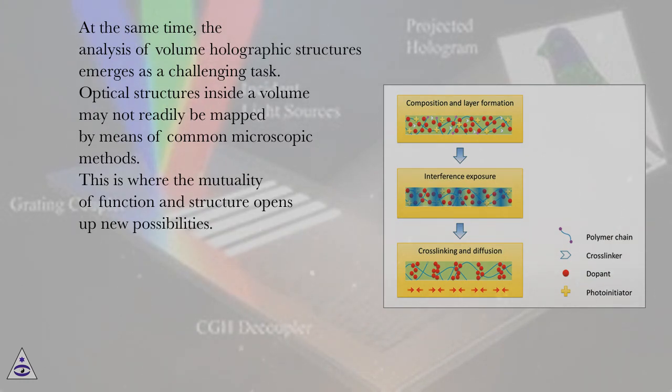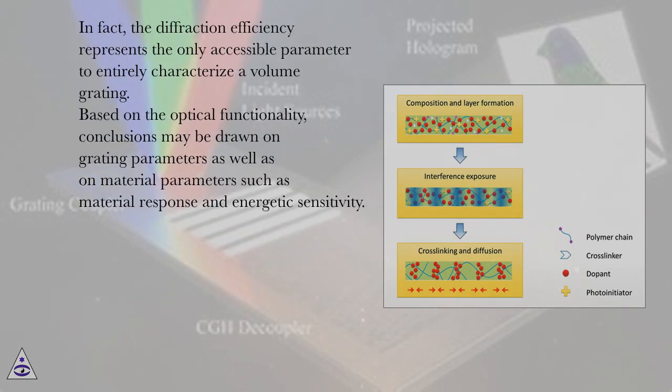Optical structures inside a volume may not readily be mapped by means of common microscopic methods. This is where the mutuality of function and structure opens up new possibilities. In fact, the diffraction efficiency represents the only accessible parameter to entirely characterize a volume grating. Based on the optical functionality, conclusions may be drawn on grating parameters as well as on material parameters such as material response and energetic sensitivity.